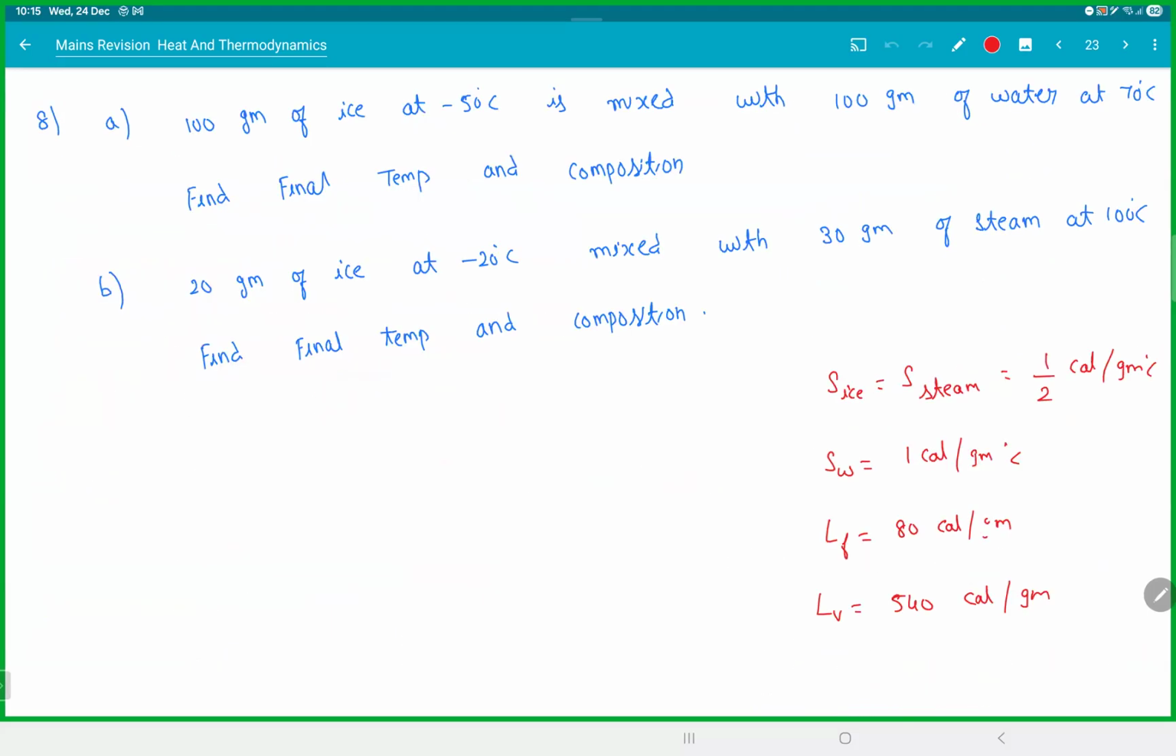Let's get these two. 100 grams of ice at minus 50 degrees is mixed with 100 grams of water at 70 degrees. Find the final temperature and the composition. 20 grams of ice is mixed with 30 grams of steam. Find the final temperature and composition.